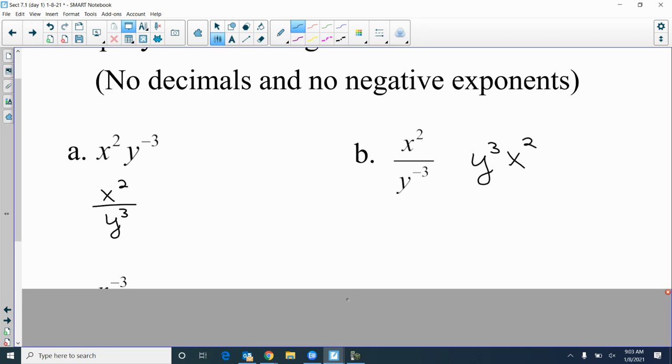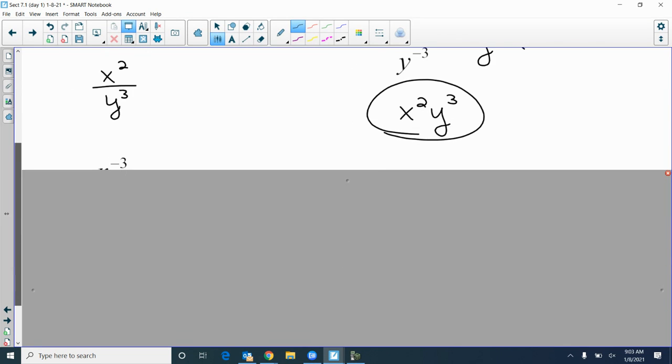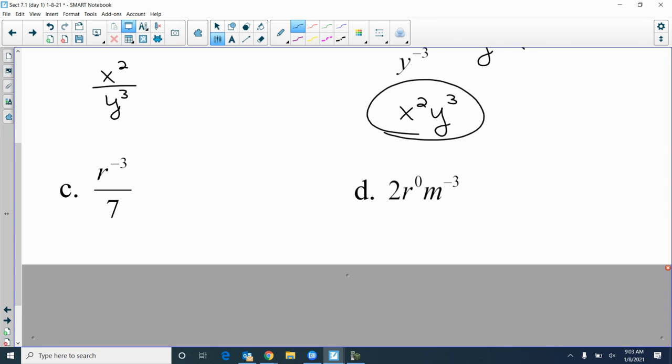Now, more often than not, we put things in alphabetical order. For now, I'd accept that, but eventually we just need to put the x squared first, the y cubed second. That's not incorrect, but just the order. You've got to move any negative exponents. All right, so there's C. Maybe that's where you got the 7 from.